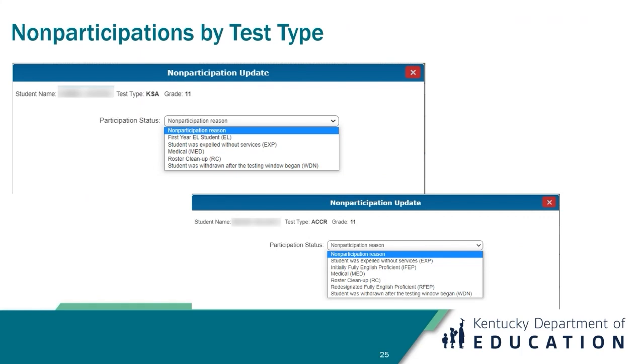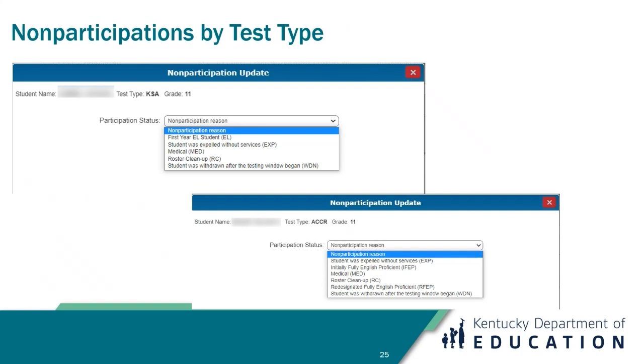The non-participations are by test type, and you'll notice that for KSA, you'll be able to see they are first year EL, student was expelled without services, medical, and roster cleanup. And then student was withdrawn after the testing window began. Those are all non-participation examples for KSA.